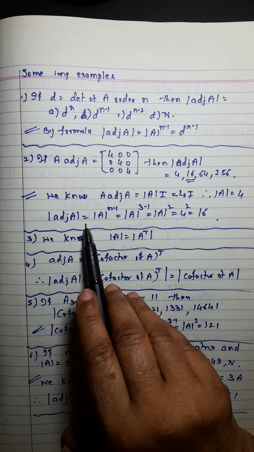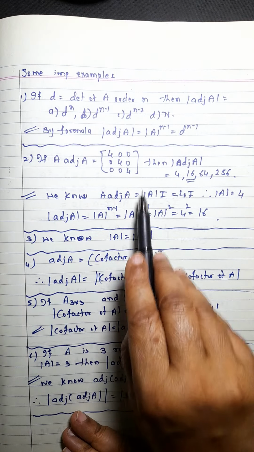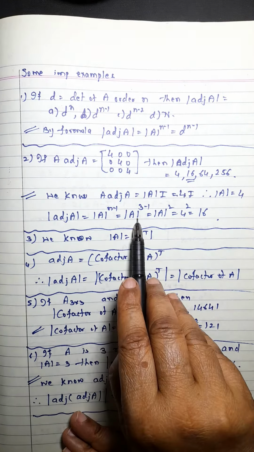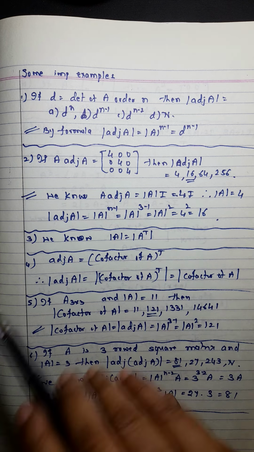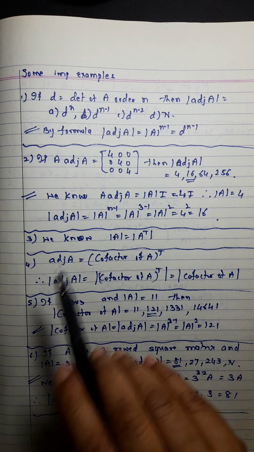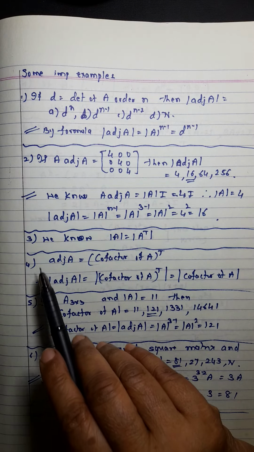Determinant of adjoint is determinant of A raised to n minus 1. Here n is 3. So determinant of A square, and determinant of A is 4. 4 square, 16 is the answer for this problem. Be careful, this is important. Read it 2-3 times, you will understand.